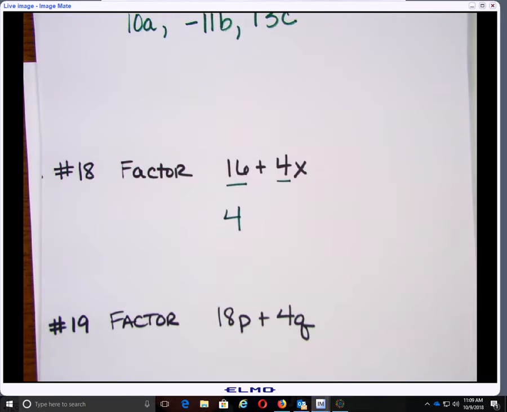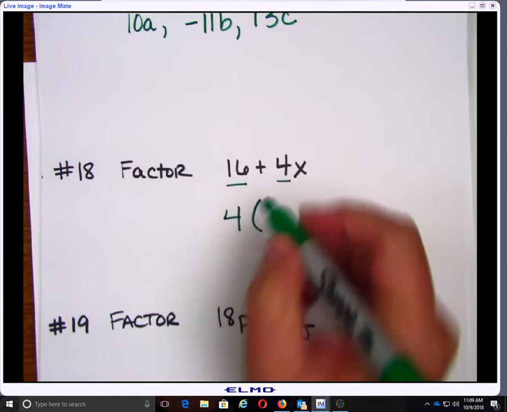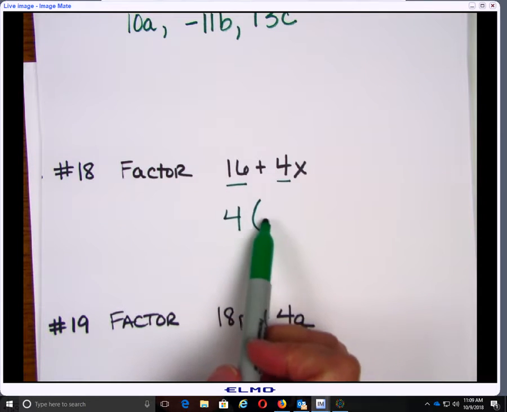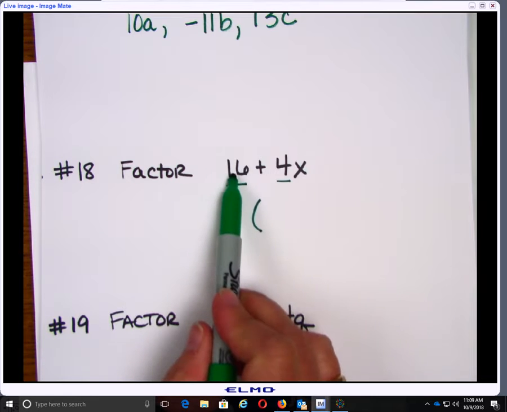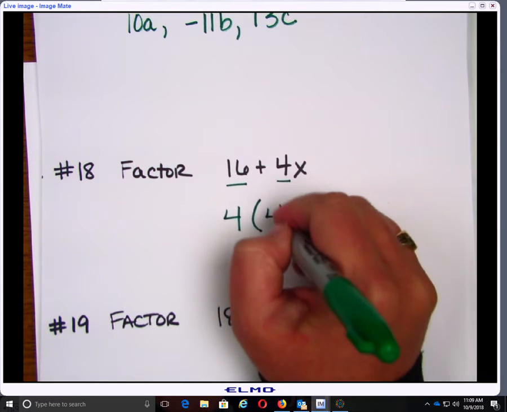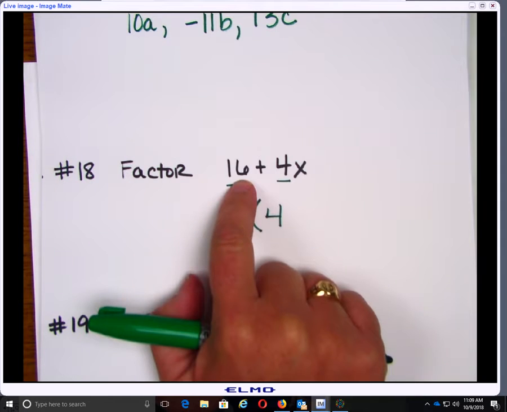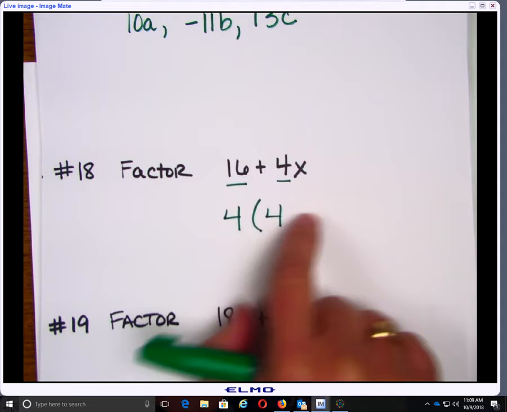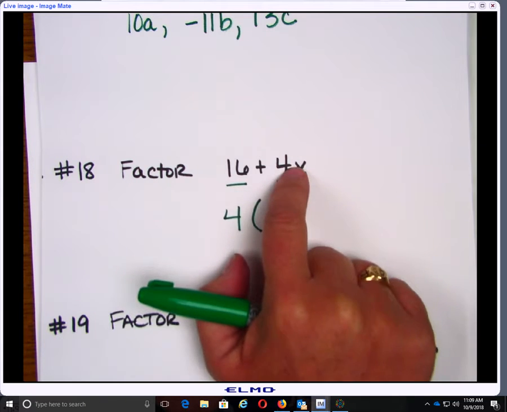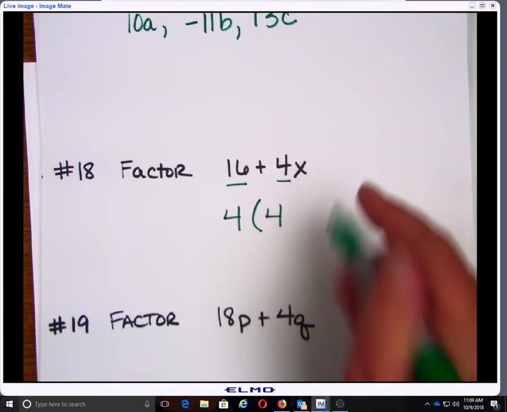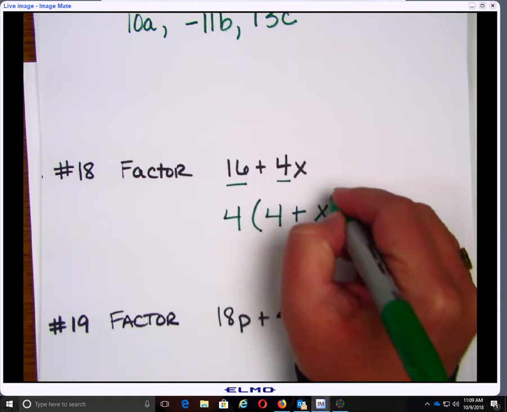So I pull out the number and I stick it in front, and then I ask myself, what times this would give me back 16? Well, that would be a 4, so that goes in there. Why? Because 4 times 4 gives me back 16. And now what times 4 is going to give me back a positive 4x? Well, that's just going to be a plus x.